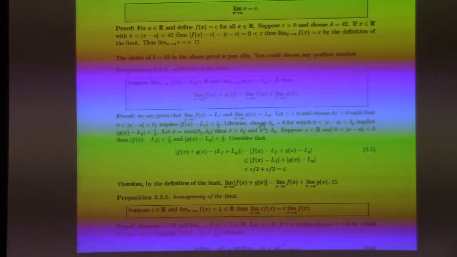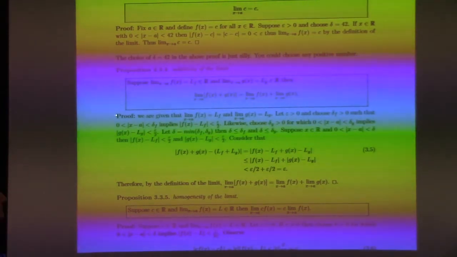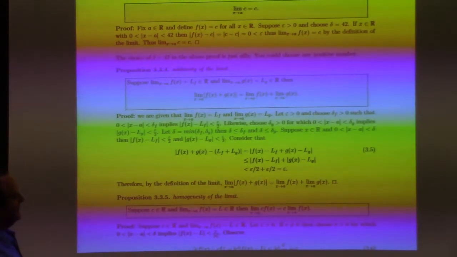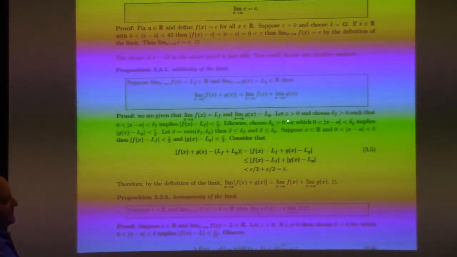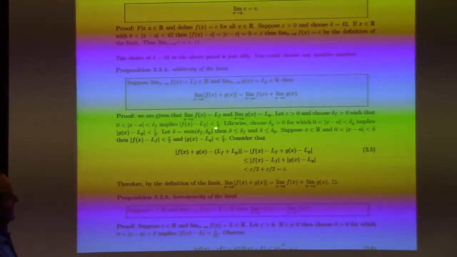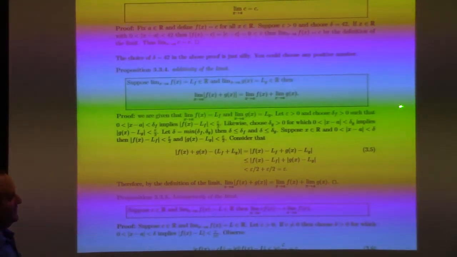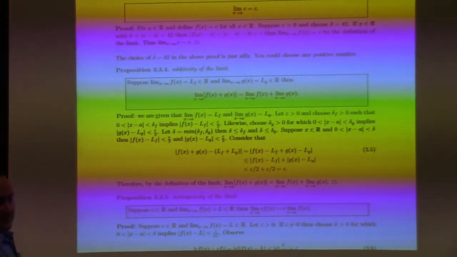So here, right here, folks, is the proof of the limit of the sum is the sum of the limits, right? So the proof goes like this. I let epsilon be greater than 0. I pick a delta such that the f values are less than epsilon over 2 from the limit point for f, limiting value for f. I do the same for g. I make g within epsilon over 2 from its limiting value.